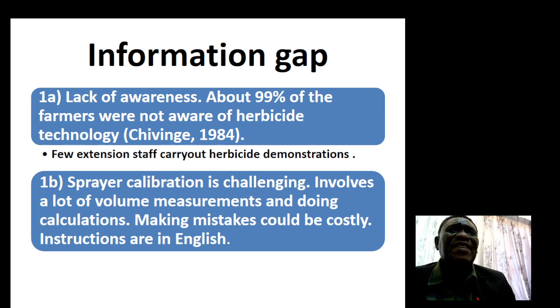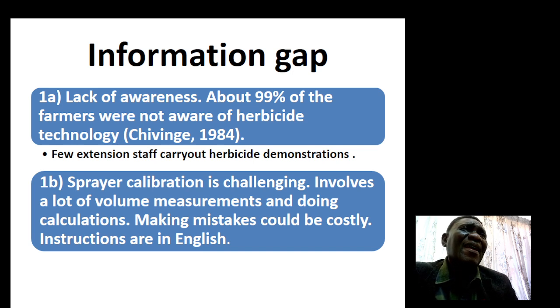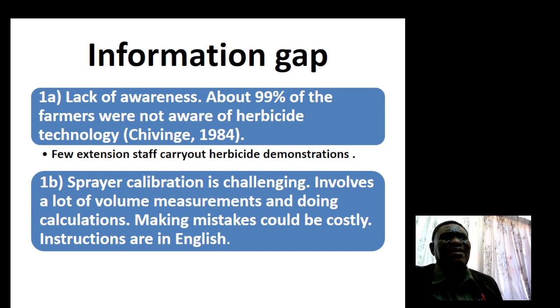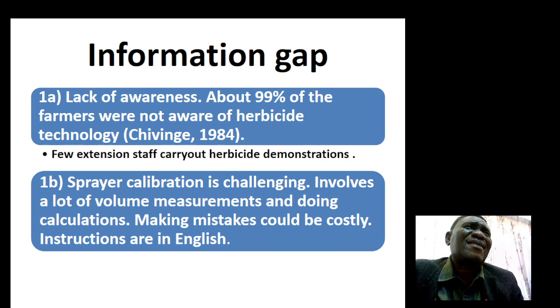Now, some of the reasons why farmers may not be using herbicide technology, according to Chivinge, was that there was lack of awareness. During that time when that survey was done, about 99% of the farmers were not aware of herbicide technology. But this could have changed by now. Probably more farmers are aware of the herbicide technology.